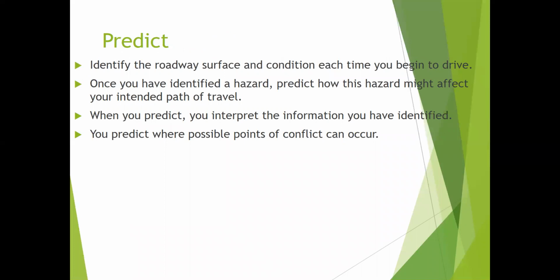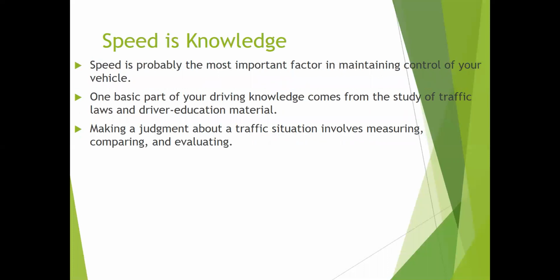So we're talking about roadway surfaces here. Once you identify a hazard, predict how this hazard might affect your intended path of travel. And you predict when points of conflict can occur. Speed is the most important factor in maintaining control of your vehicle.